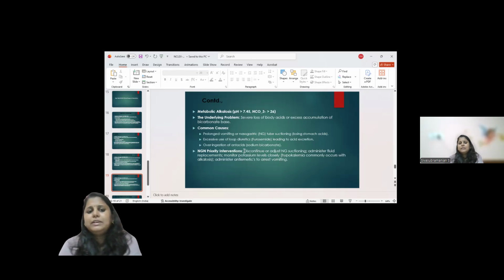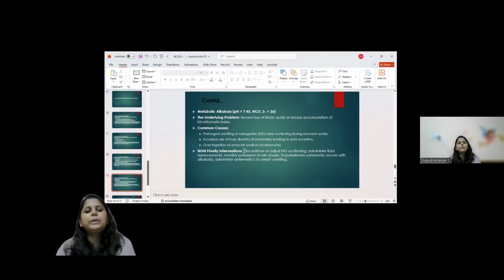The common factors leading to metabolic alkalosis are prolonged vomiting or nasogastric tube suctioning. By losing stomach acid, it will cause metabolic alkalosis. Then excessive use of loop diuretics also leads to acid excretion, so it will end up with metabolic alkalosis. Then over-ingestion of antacids and sodium bicarbonate will also lead to metabolic alkalosis.